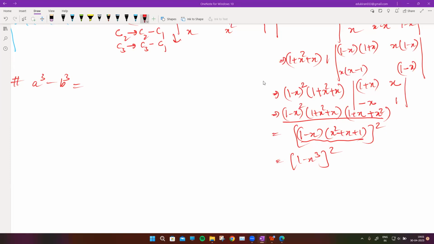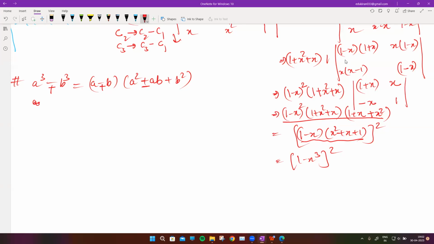So a minus b, yes, into a square plus ab plus b square. Correct. And if there is a plus here, then we would make plus here and negative with ab. So if this is a plus, then this would also be plus, and this would be negative. Right? Now this is the same formula we've used here.